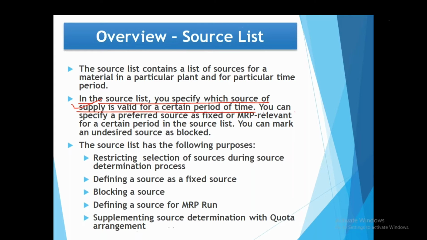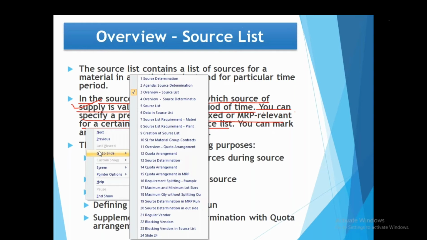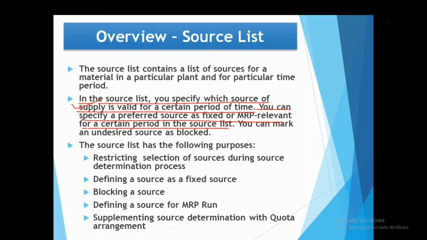You can specify a preferred source as fixed or MRP relevant for a certain period in the source list also. And among all the sources you can maintain which one is a fixed vendor. You can mark an undesired source also. After a certain period you can block a vendor also.